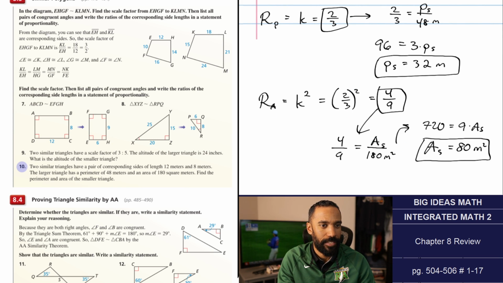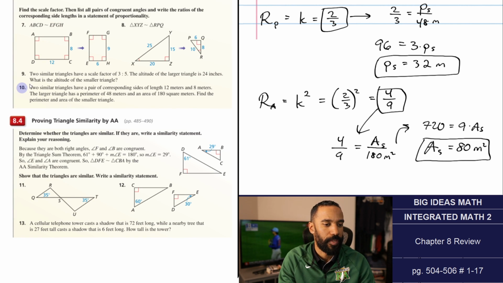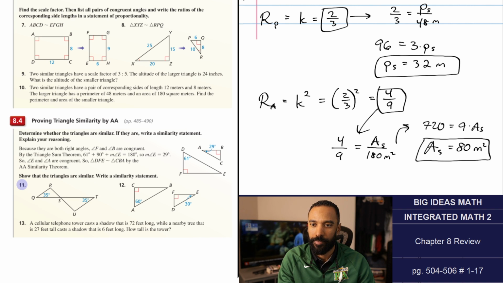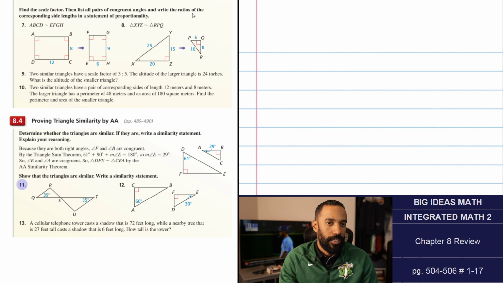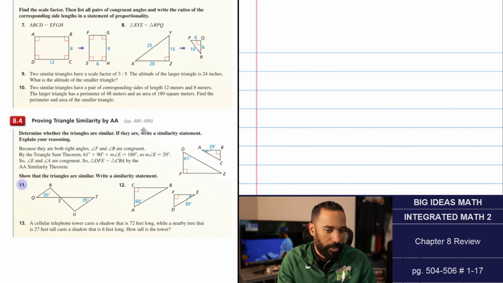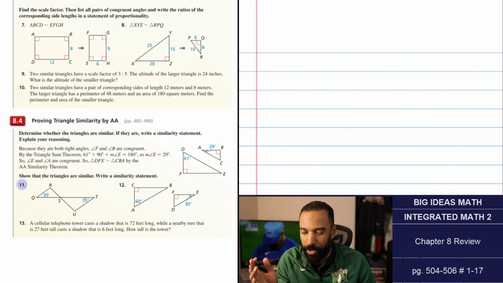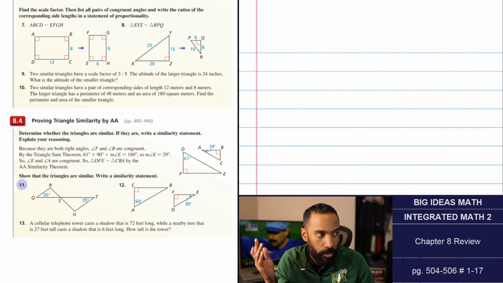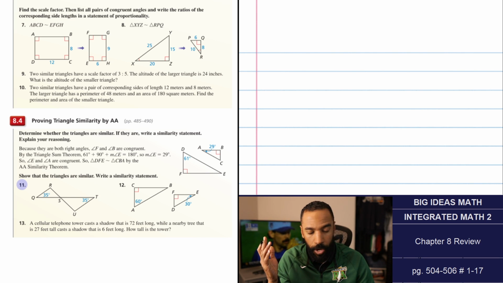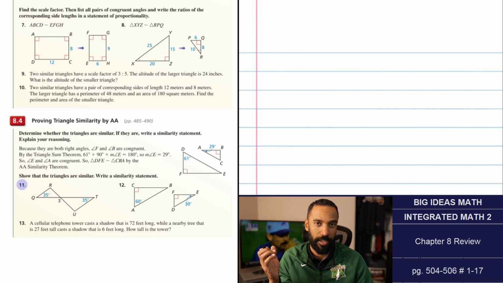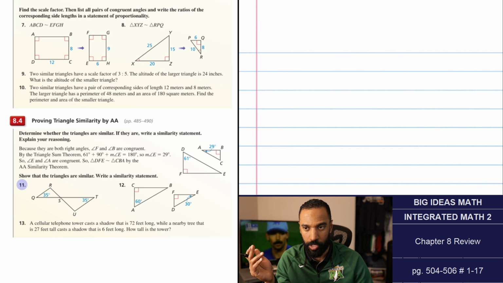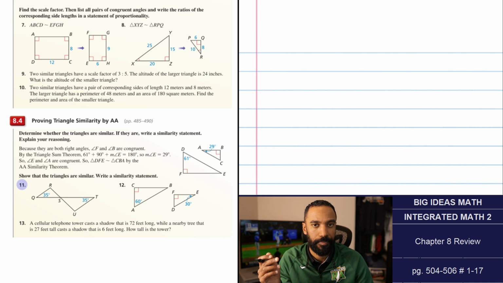Let's look at new section 8.4, proving triangle similarity by angle. Determine whether the triangles are similar. If they are, write a similarity statement, explain your reasoning. So the angle similarity thing is basically this. If you know that 2 sets of corresponding angles are congruent in 2 triangles, then the triangles are similar. That's it. Section 8.5 will have side, side, side, and side, angle, side. We'll get to those, but angle is this.